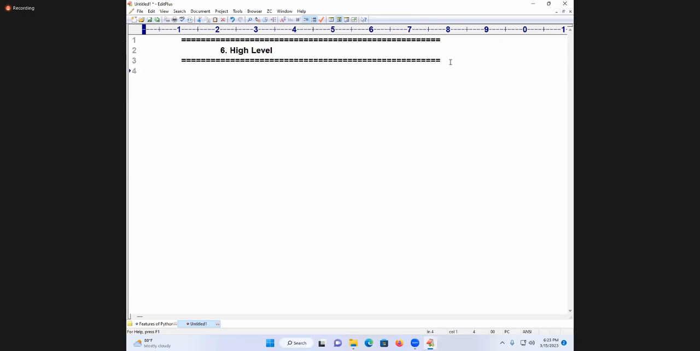Coming to the point, as far as this discussion is concerned, in IT we have two types of languages available. One is low level programming languages, and the second one is high level programming language.